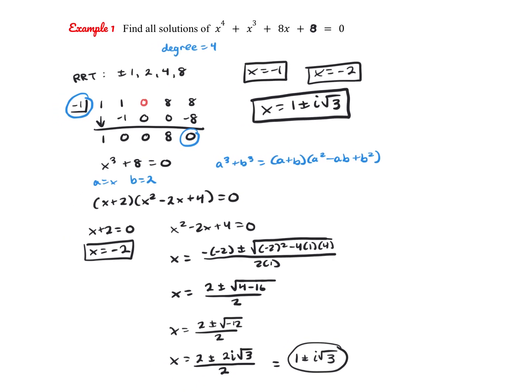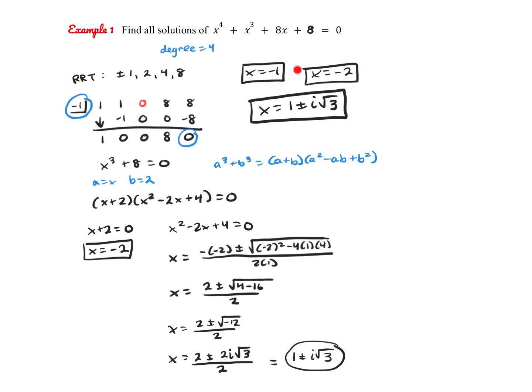So you can see here I have two real solutions and I have two imaginary solutions, which gives us 4 total solutions. So now I know that I am done and I've found all the solutions to this polynomial equation.